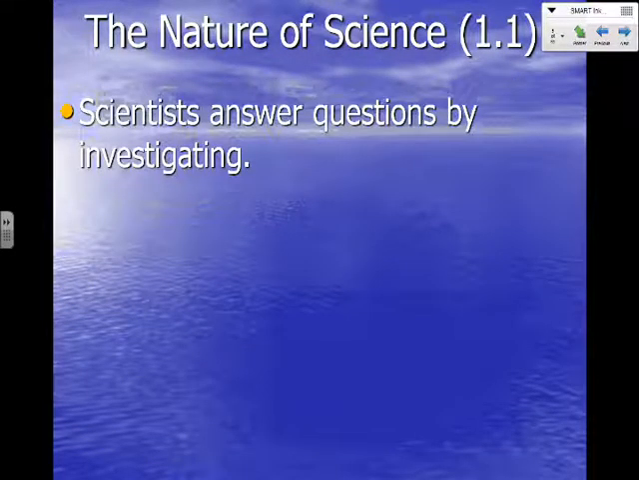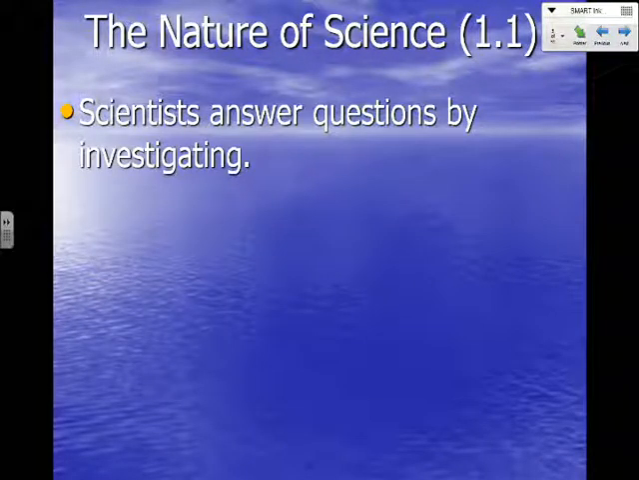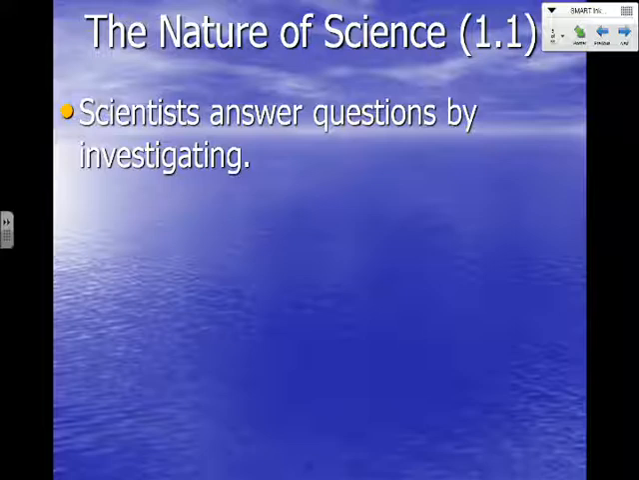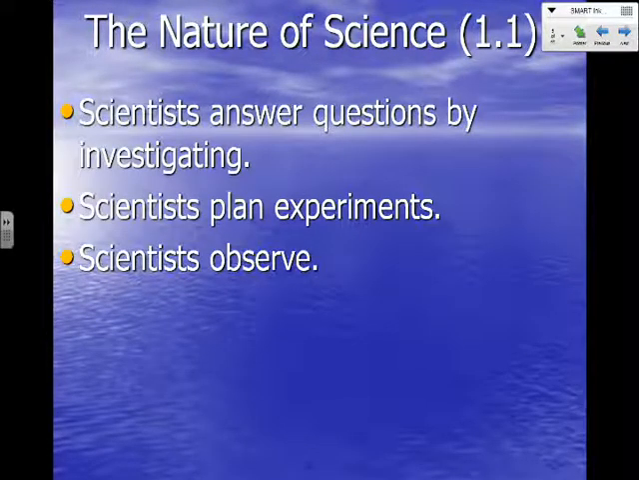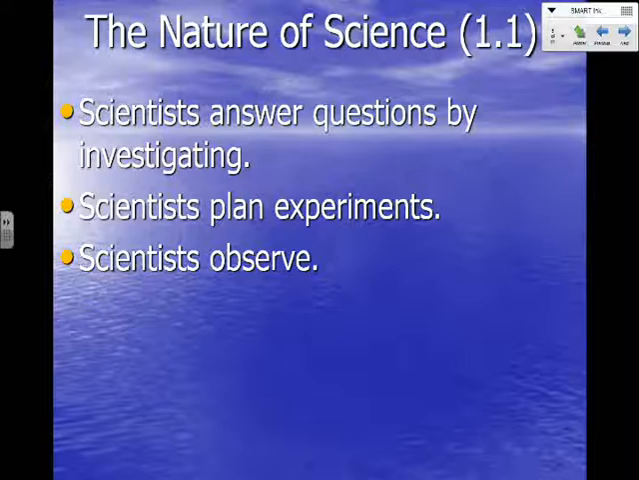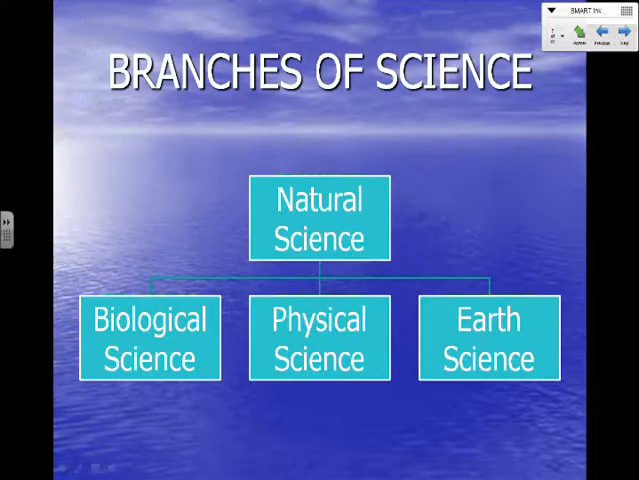Now, scientists answer questions that they have by investigating. So that's one part of critical thinking that we really want to develop when you're in physical science, your investigation skills, figuring out why something's happening or how something's happening. Scientists plan experiments. Scientists make observations with their eyes, nose, ears. They also confirm results. Okay? They are always, at the end of an experiment, going to come up with a conclusion.